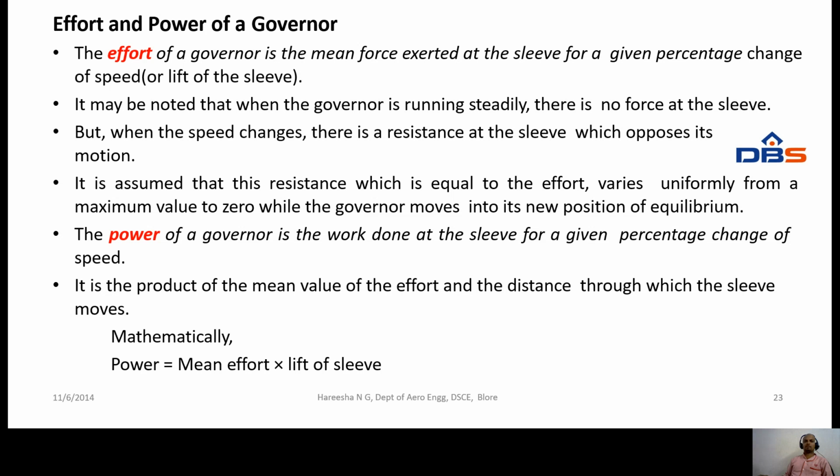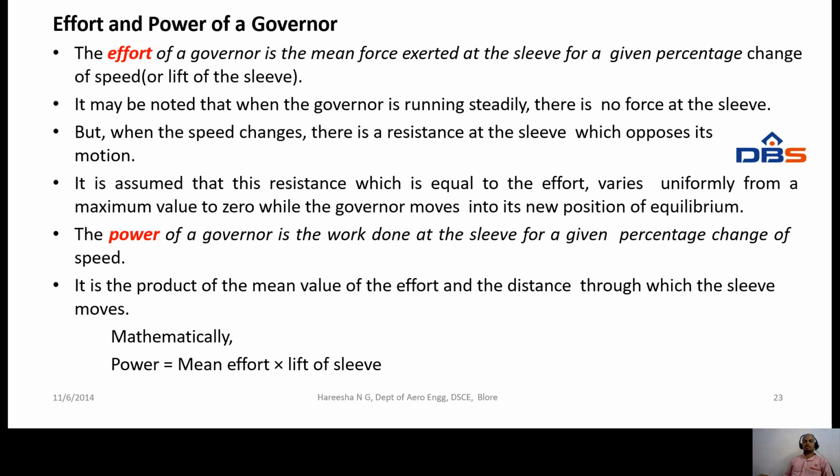Then effort and power of a governor. The effort of a governor is the mean force exerted at the sleeve for a given change of speed. That is called the lift. It may be noted that when the governor is running steadily, there is no force at the sleeve. But when the speed changes, there is a resistance at the sleeve which opposes the motion. Then the power of a governor is the work done at the sleeve for a given percentage change of speed.